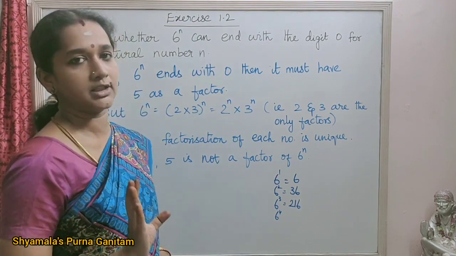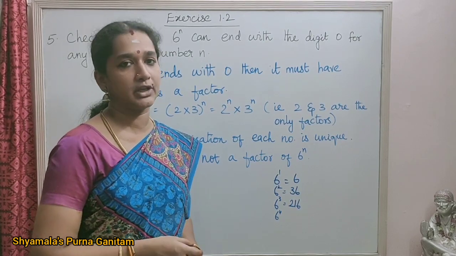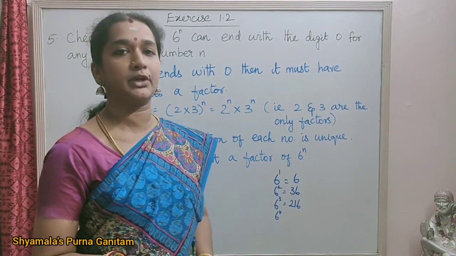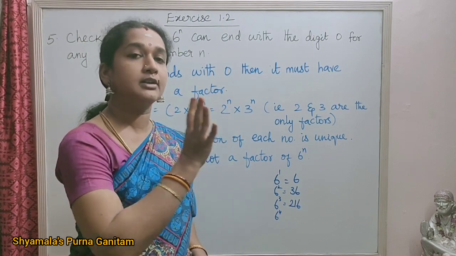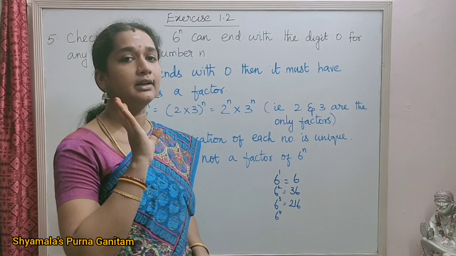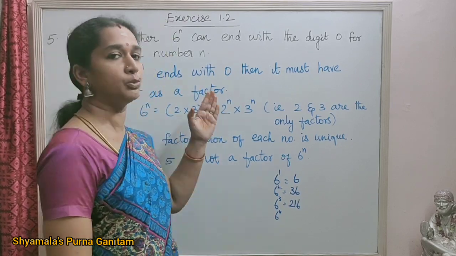That is the thing you are asked to prove. So for proving that, we will use the fundamental theorem of arithmetic. What is the fundamental theorem of arithmetic? All the prime factors will be unique. That is the fundamental theorem of arithmetic. We will use that theorem to prove this one.